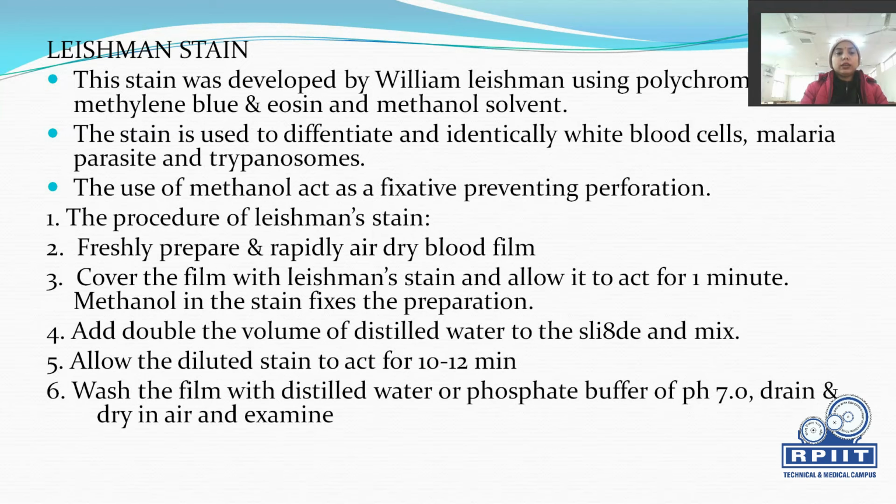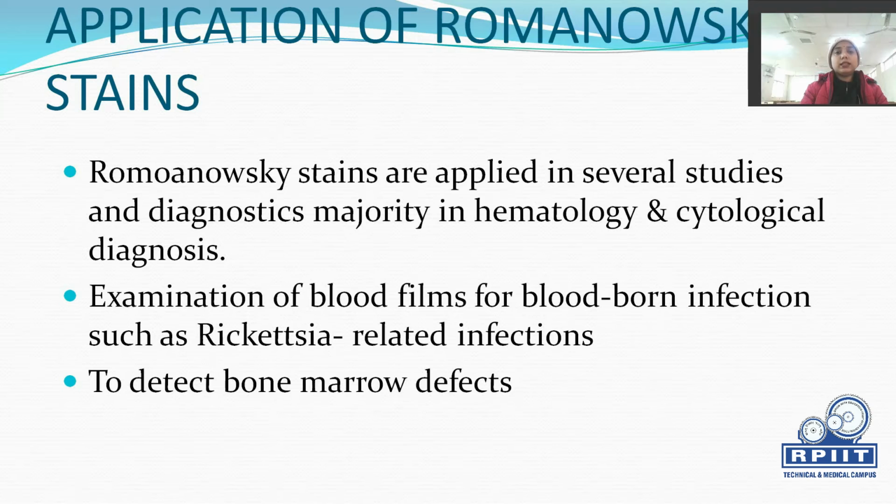Then allow the diluted stain to act for at least 10 to 12 minutes. Then wash the film with distilled water or phosphate buffer of pH 7.0. Then drain, dry in air, and examine. Then there are the applications of Romanowski stain. Romanowski stains are applied in several studies and diagnostics, mostly in hematology and cytological diagnosis. Examination of blood films for blood-borne infections such as rickettsia-related infections, and to detect bone marrow defects.